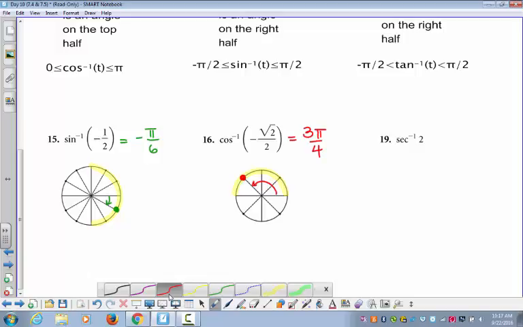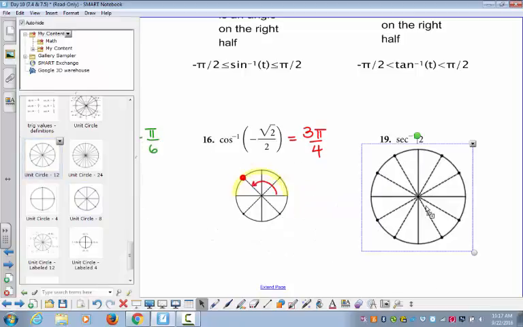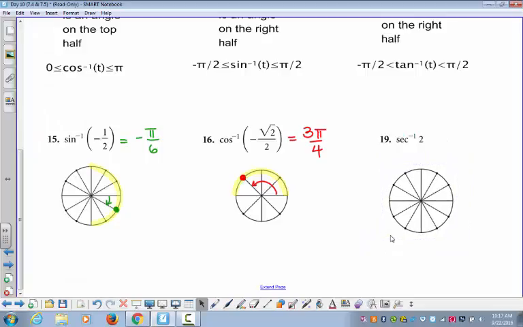And then this last one, inverse secant, there's two ways to do it. Let's do it the constructive way. Let's just go and do it the way we did these two. There's an identity that we could use, but let's first just do it using the constructive way.